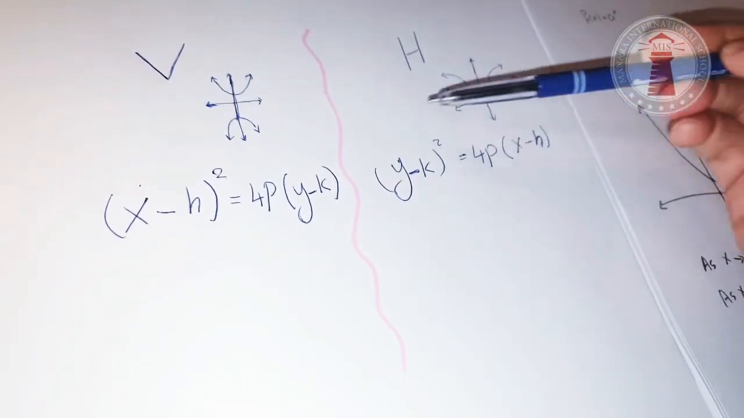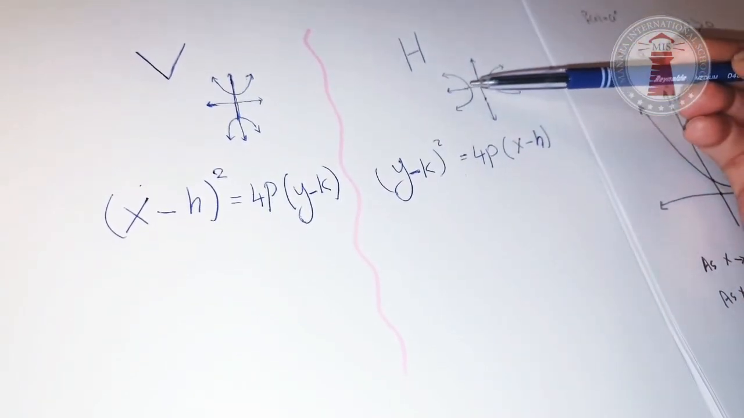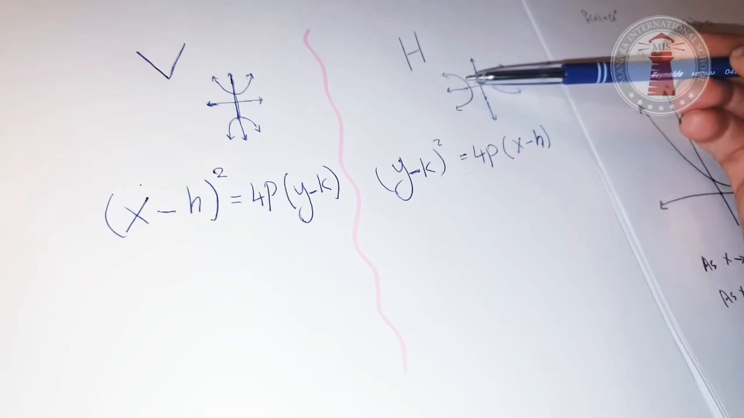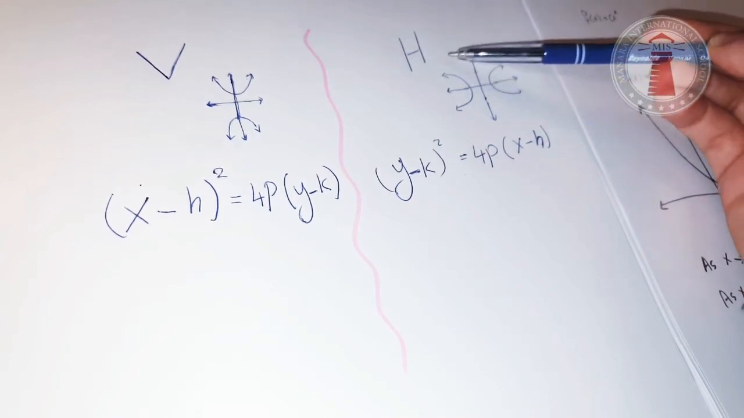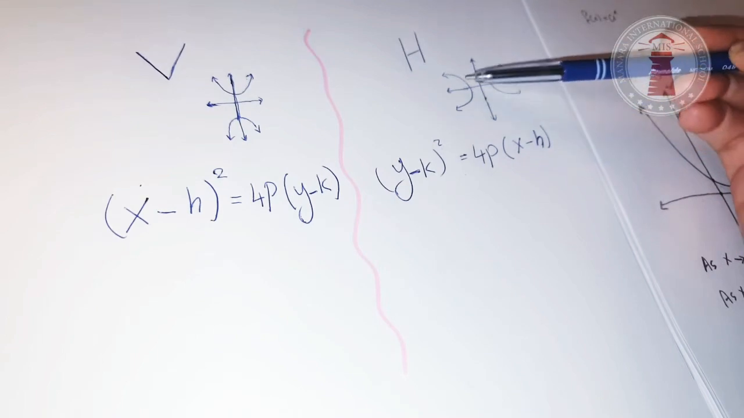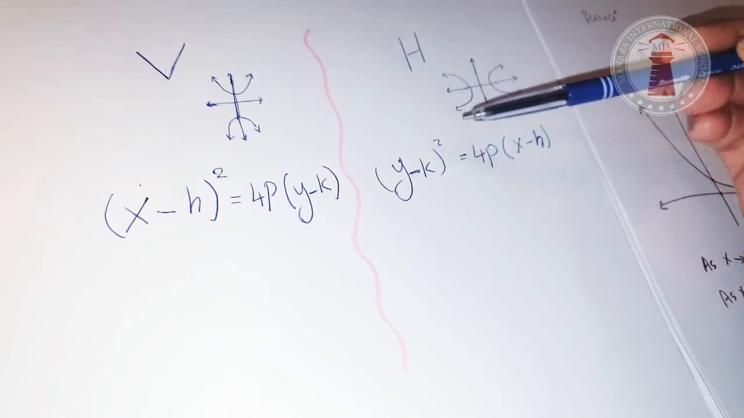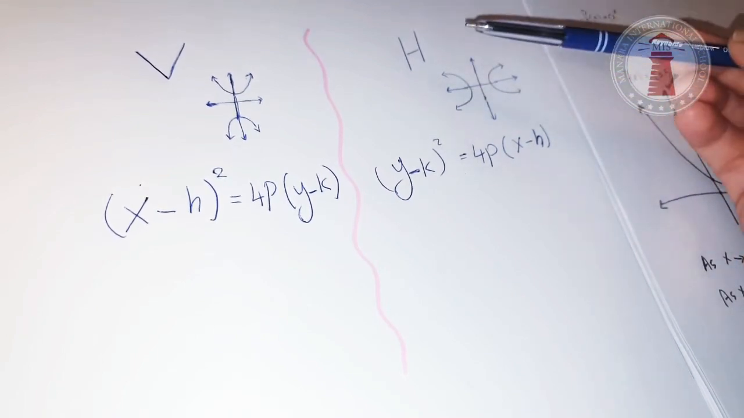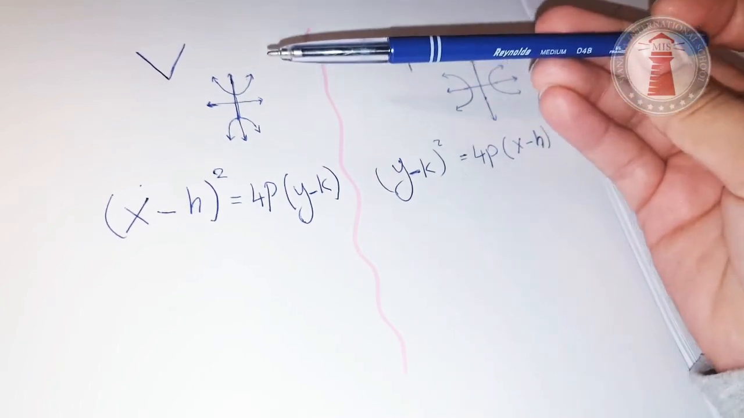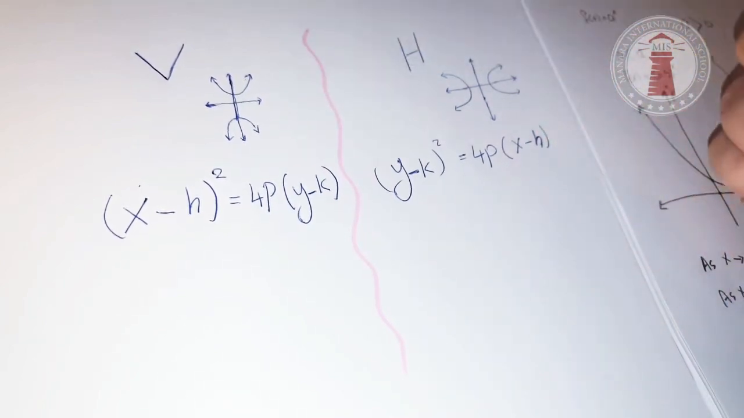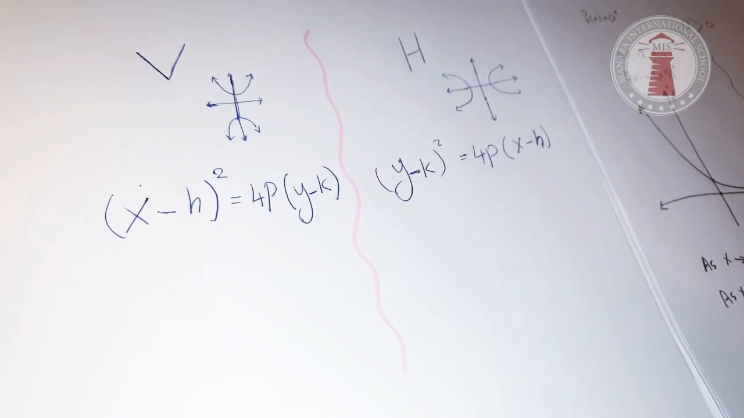But here you don't. Even if you tried the vertical line test, you'll get 2 points, which means this is not a function. So a horizontal parabola is not a function. A vertical parabola is a function. Okay, now let's go to the meaning of these parameters.